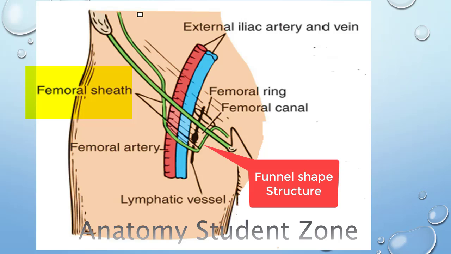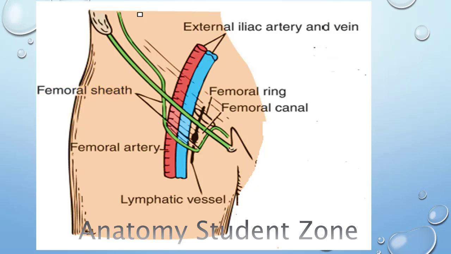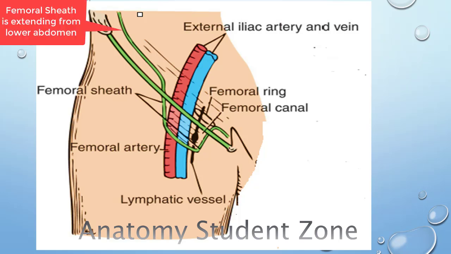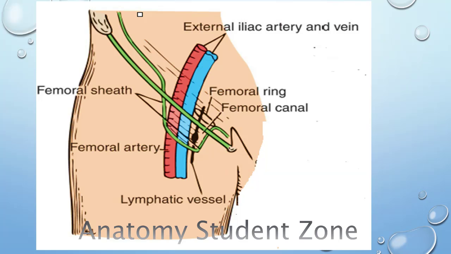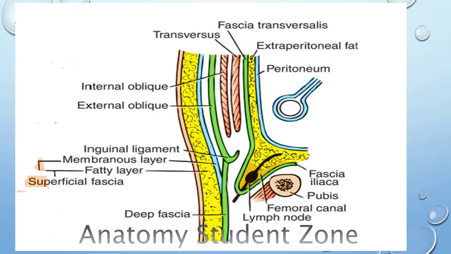We can also observe in this image that this fascial sheath is extending from the lower abdomen into the thigh. It is continuous superiorly with the fascia of the abdomen that we name as the transversalis fascia and the iliaca fascia, and inferiorly it extends towards the apex of the femoral triangle in the region of the thigh. So it means it's going to extend till the femoral triangle and its apex.